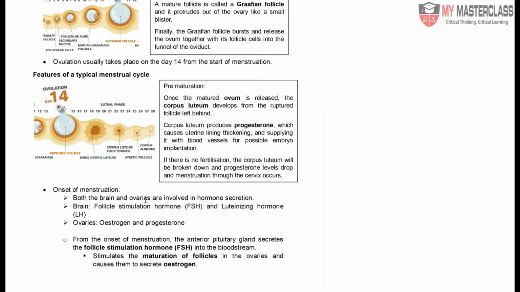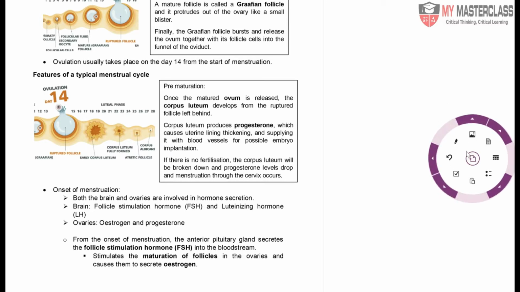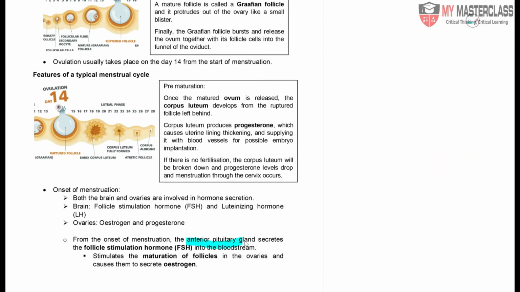Okay, so at the onset of menstruation, the moment menstruation takes place, for example, it occurs today, what happens is you have got the anterior pituitary gland. Okay, so the anterior pituitary gland is located in the brain itself, which is why the brain is being involved. Okay, so this anterior pituitary gland produces what we call the follicle stimulating hormone. So as the name suggests, this particular hormone stimulates the growth of follicles, which is what you see here.